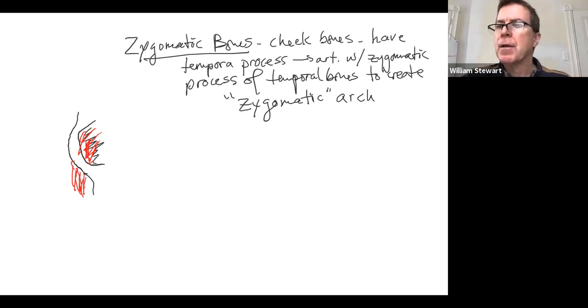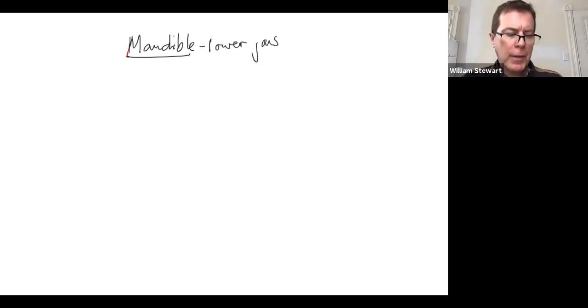All right, let's go on to the mandible, which is the lower jaw. Sorry, I didn't mean to do that. Let me go back to this. Almost finished with the skull. So that's what it is. You know where it's located.